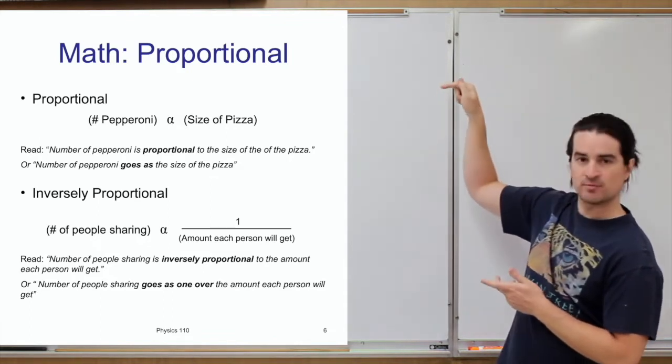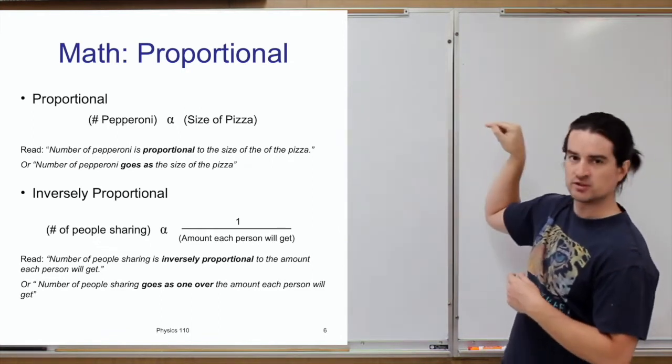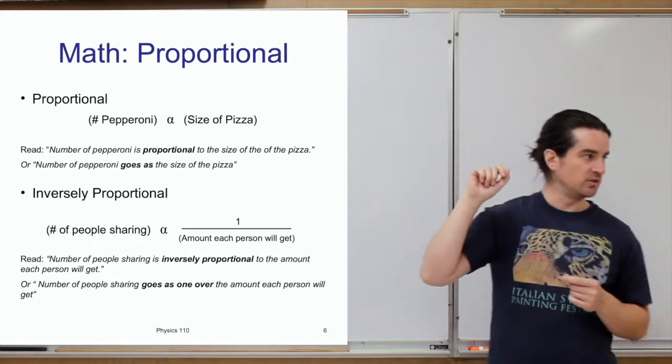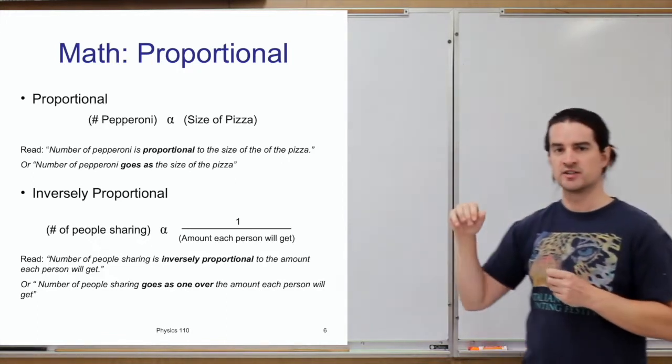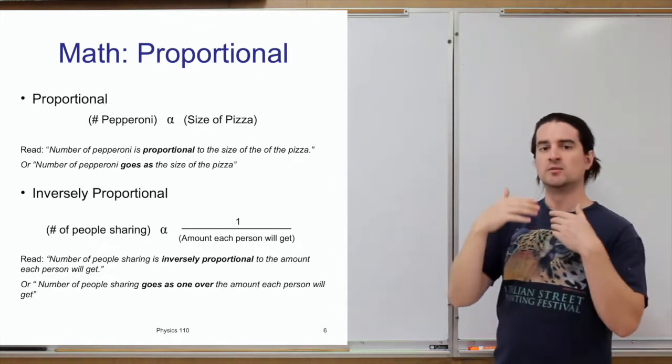I have the number of pepperoni on one side, the size of the pizza on the other side, and this funny little symbol in the middle. That funny looking symbol is actually a Greek letter. It's the letter alpha, and it's used in proportional relationships to show proportionality.